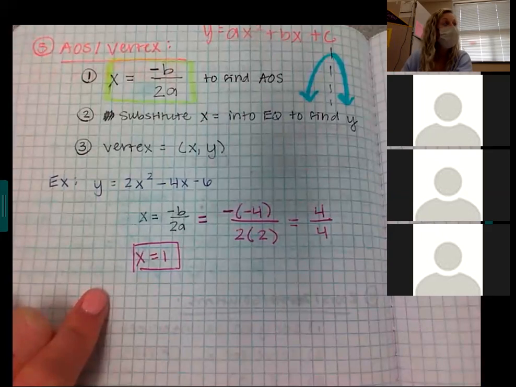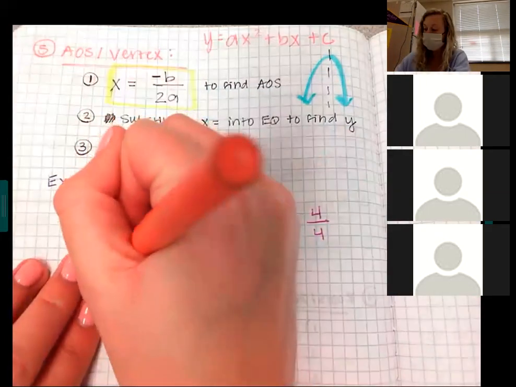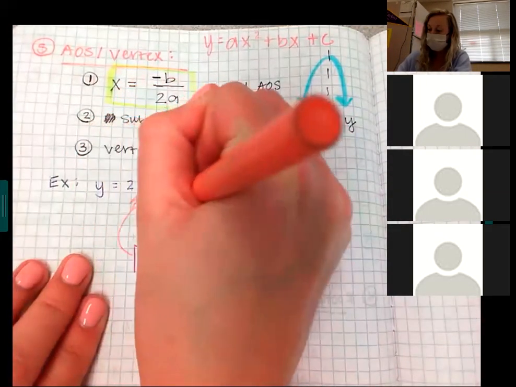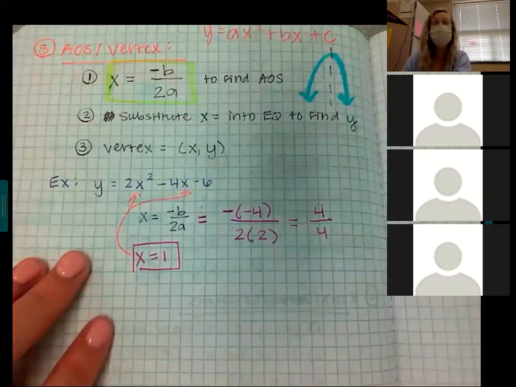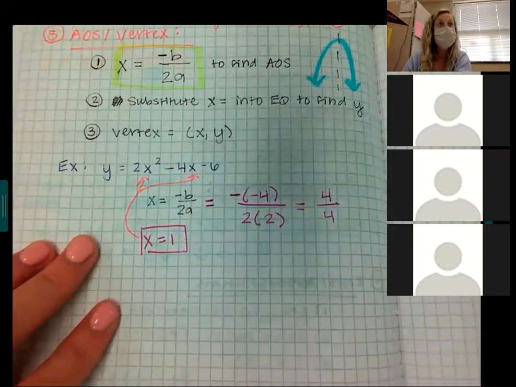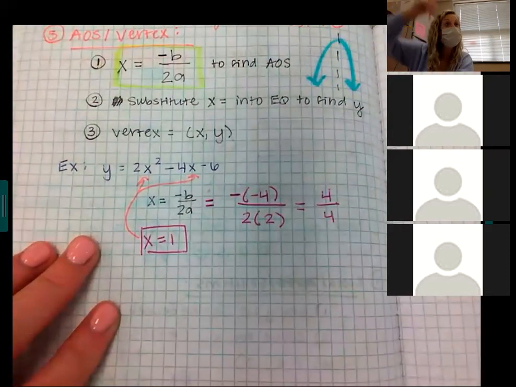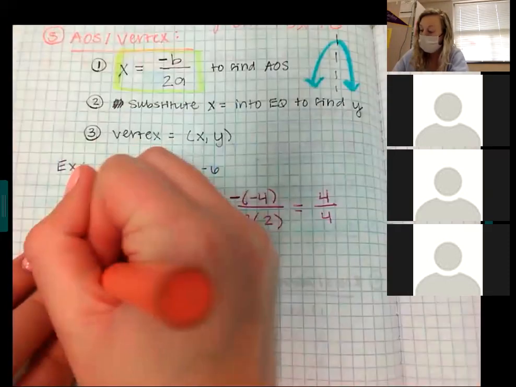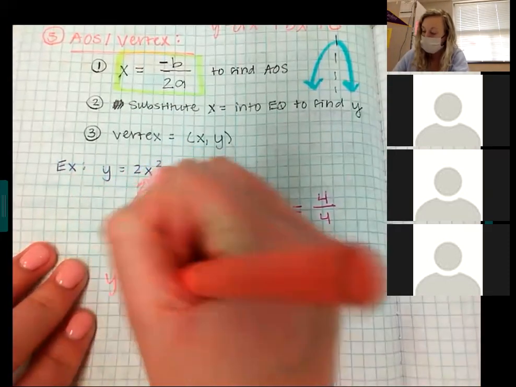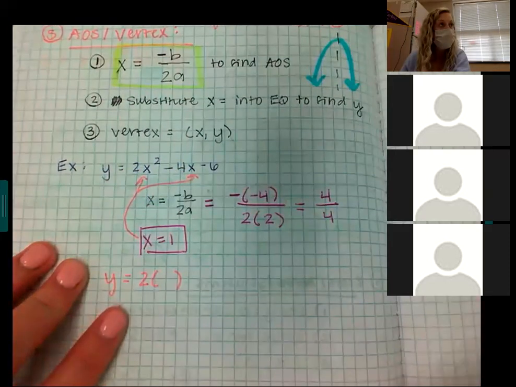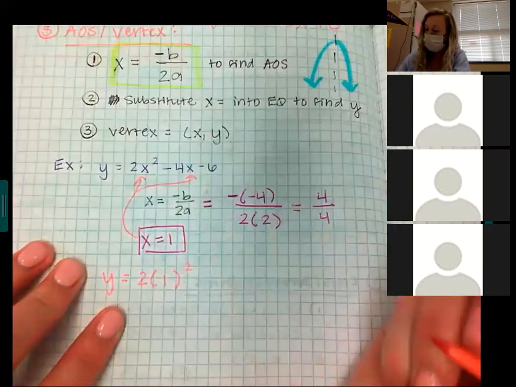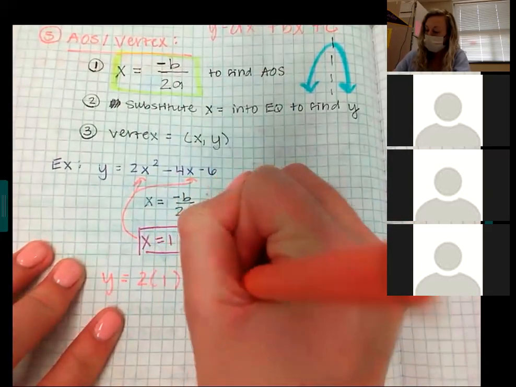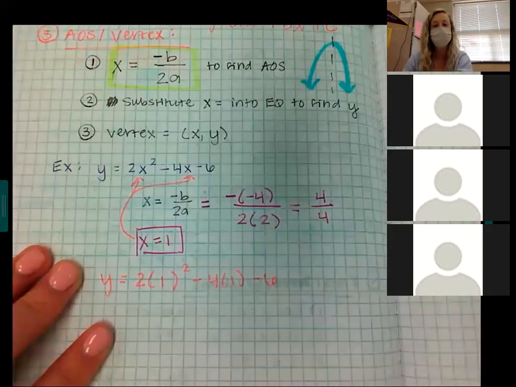So now that I know the middle is where x is 1, how can we find the vertex? Plug it in for all the x's, right? Because we already found the middle is when x is 1. So to figure out what it reaches in the middle, aka the vertex, we're going to plug 1 in. So for the y value, instead of an x, what am I plugging in? 1. So this is going to be 2 times 1 squared minus 4 times 1 minus 6.